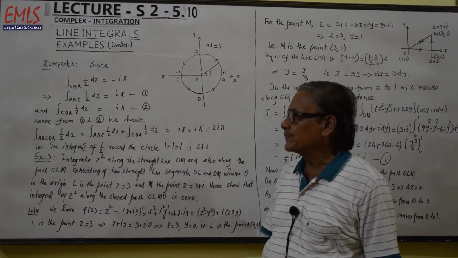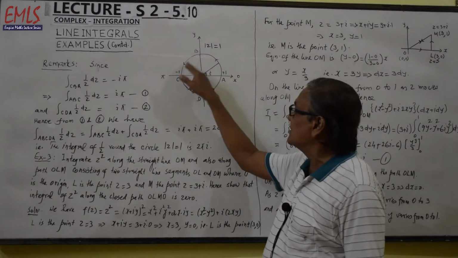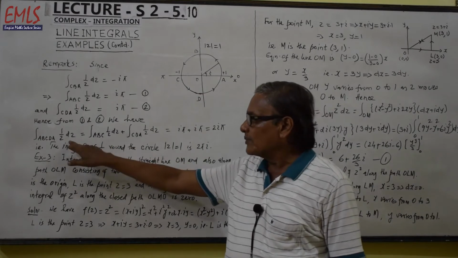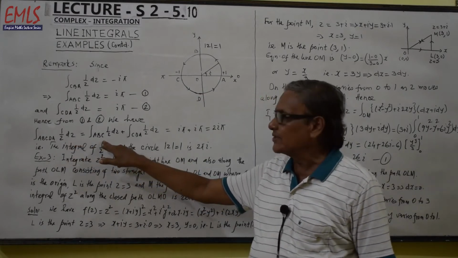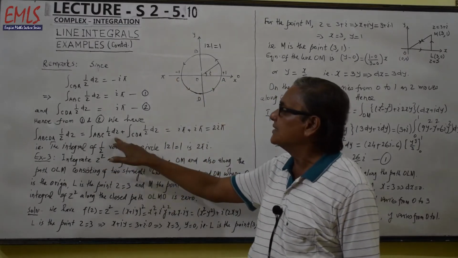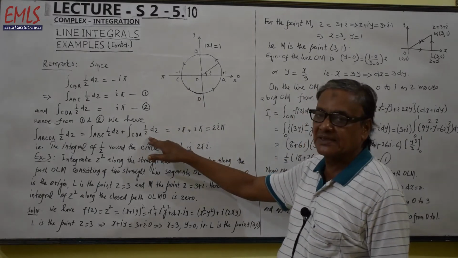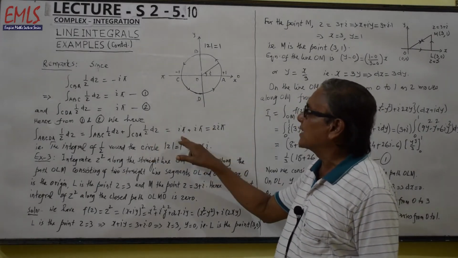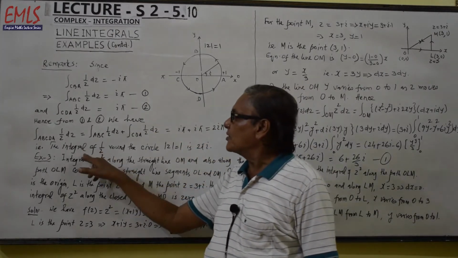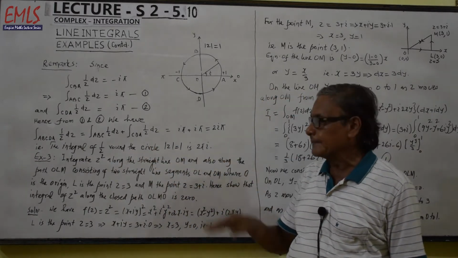Adding these two, from 1 and 2, we can express the integral over ABCDA around this closed circle of 1 by z dz as the integral along the path ABC of 1 by z dz plus the integral along CDA of 1 by z dz. From 1 and 2, both are i pi, so it is i pi plus i pi, which equals 2 i pi. That is, the integral of 1 by z round the circle mod z equal to 1 is 2 pi i.